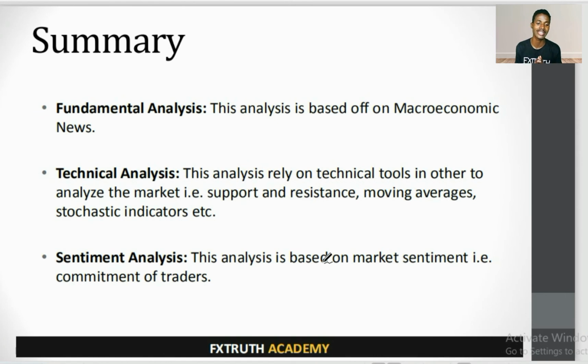And the last but not the least is the sentiment analysis. These guys are just waiting for the work to be done and just snap into a trade. And how they get the analysis for the sentiment is known as the commitment of traders.